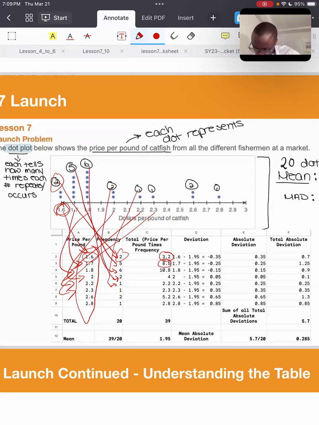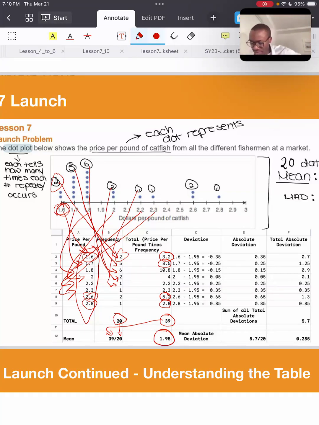Again, I multiply 2.8 times 1. I get 2.8. I multiply 2.6 times 2. I get 5.2. After doing that, I add all the totals and I get the total to be 39. And I know I have 20 data points. So I calculate the mean. To calculate the mean, I divide this total 39 over the number of data points that I have. And that gives me a mean of 1.95.